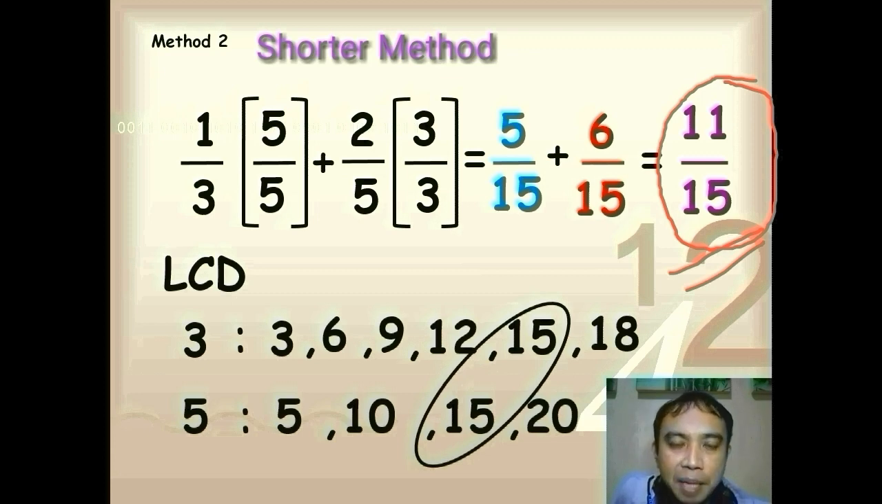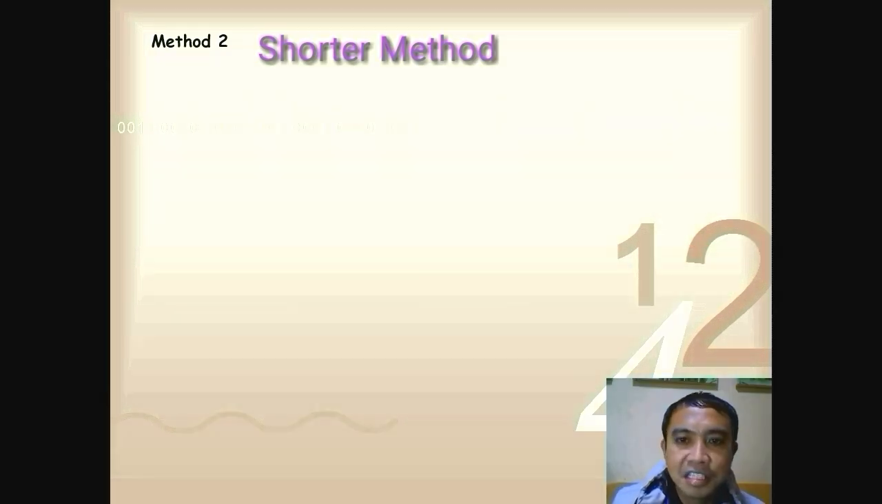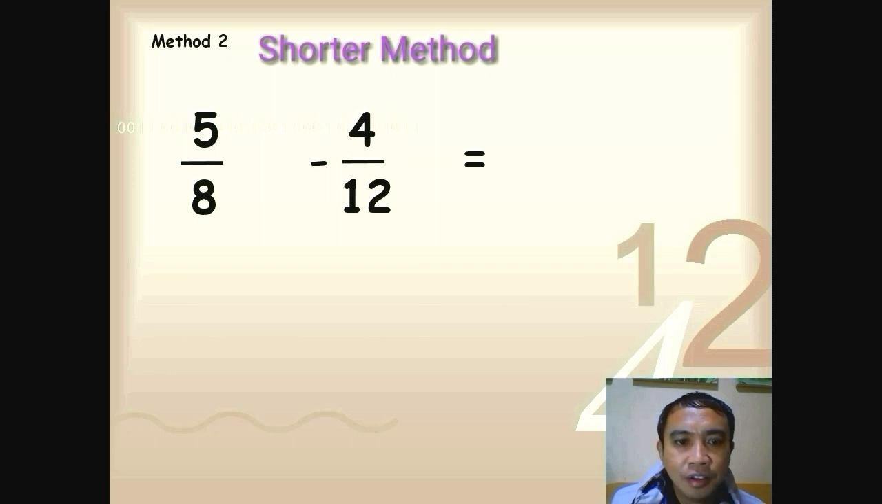So let's try another example. Let us say we have 5 over 8 minus 4 over 12. So how do we subtract these fractions? The first step is to identify the LCD between the denominators.